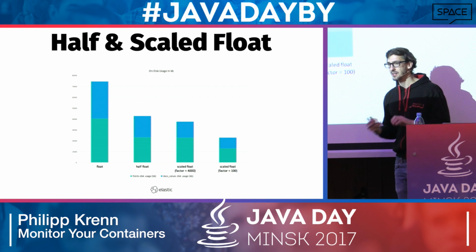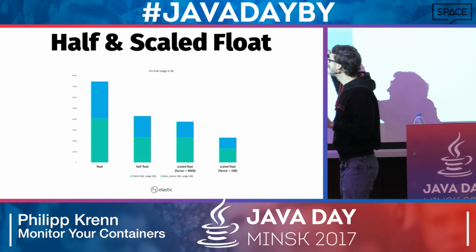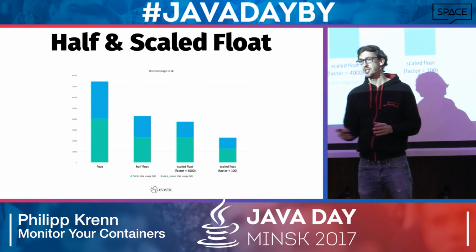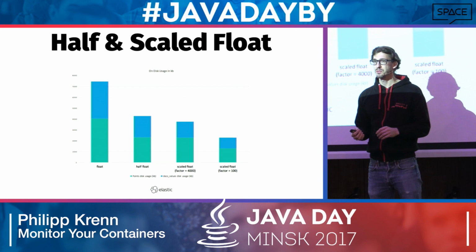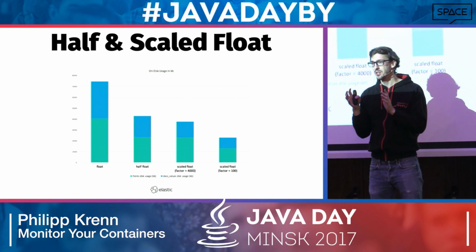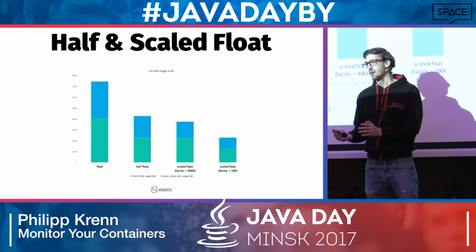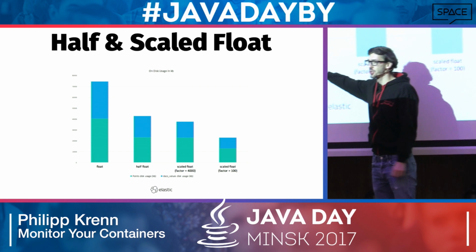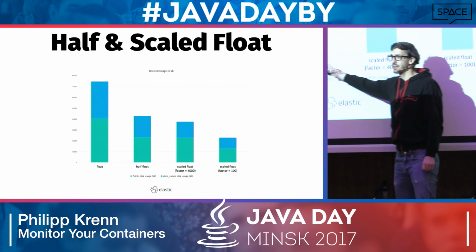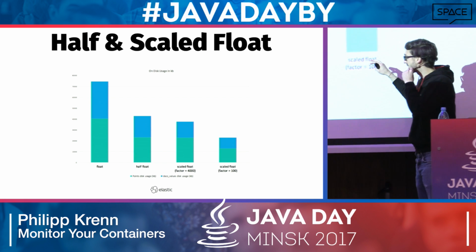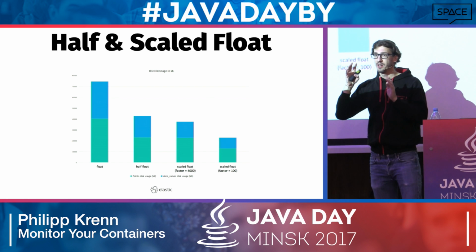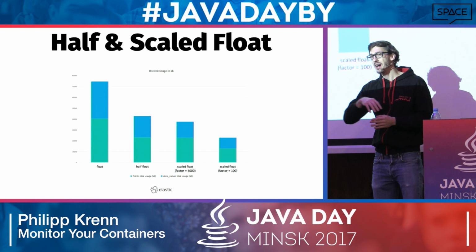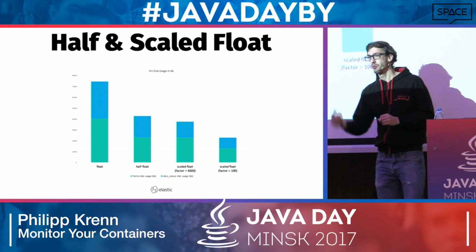We also added more data types. So previously we only had float, and float was nice, but float is just a bit too much precision for your average problem. So if you just monitor your CPU, you probably don't need the full precision of float. But there are other data types we can use. So we have half float, which basically is half the precision for half the space. And there are also scaled floats. Scaled floats are very interesting. You basically store an integer number, but have a scaling factor. And you basically divide by that scaling factor to get the original value.